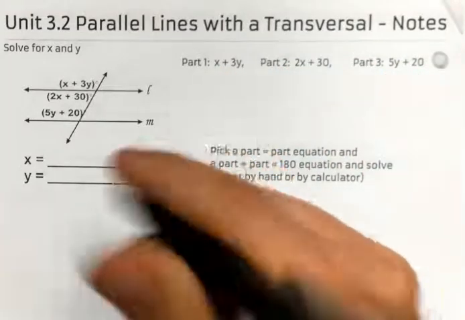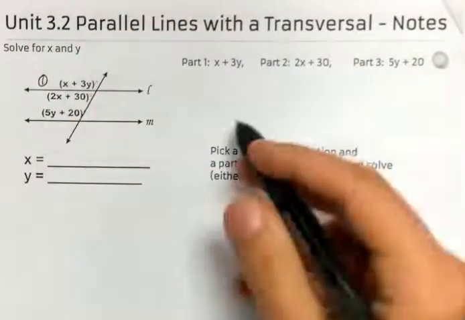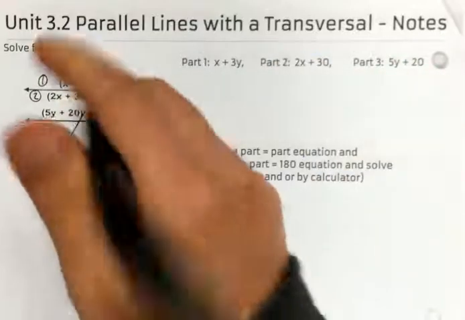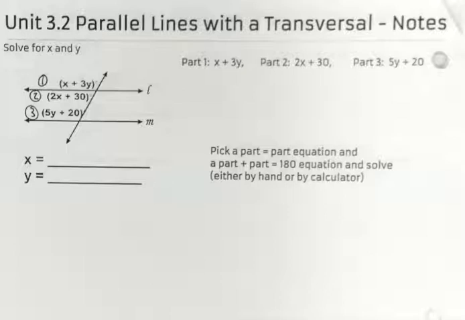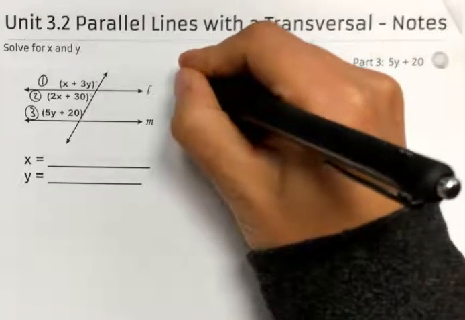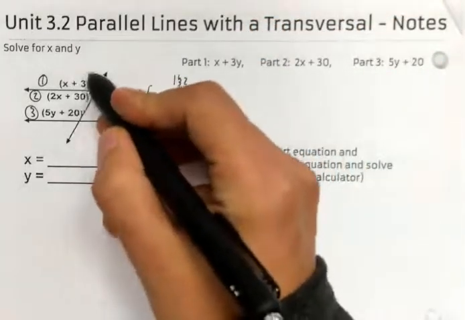So number 1 was this one right here. Number 2 is 2x plus 30. That's this one. And then number 3 was this one down here. All right, now we're going to have to go ahead and create an equation for each combination. So one of our combinations is 1 and 2. All right, so for 1 and 2, what do we have?